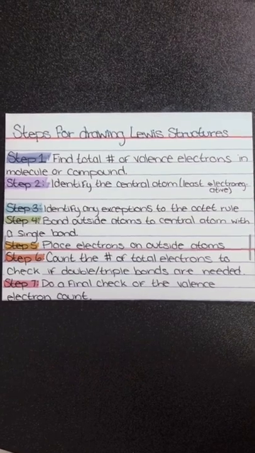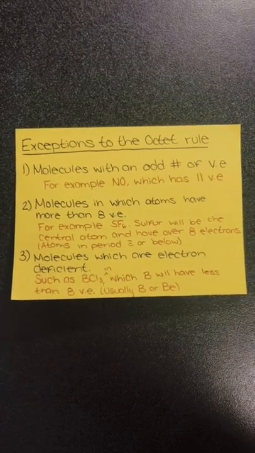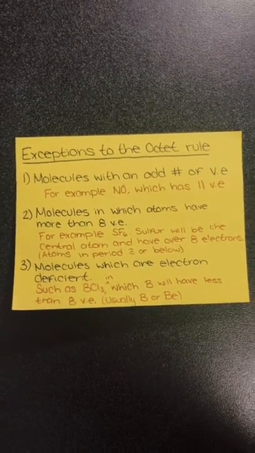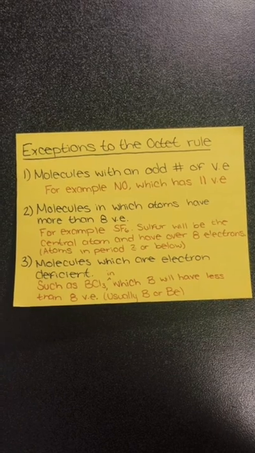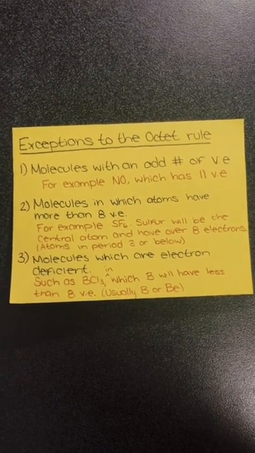Step 3 is to identify any exceptions to the octet rule. Exceptions to the octet rule include molecules with an odd number of valence electrons, molecules in which atoms have more than 8 valence electrons, and molecules which are electron deficient.